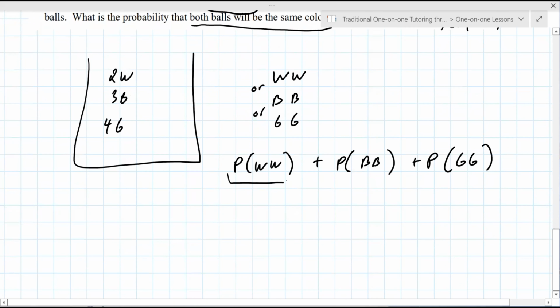But individually, white and then white is an and. So this is the probability of white on the first ball times the probability of white on the second ball. It's the language: white and white, but or the other possibility of getting the same color. That's why it's added, but this is multiplied. And it comes from that word: or generally implies add, and generally implies multiply.